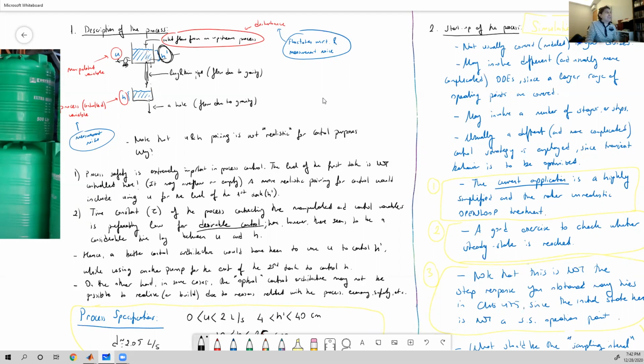And here, as I tried to explain previously, the relation between u and h is pretty long, because u affects h prime, which would affect the velocity here, and the velocity will affect the inlet velocity, which is going to affect h here. So you may assume that each of these relations is a first order process, so we are adding lags here, and it's not a very good idea to realize such a control scheme.